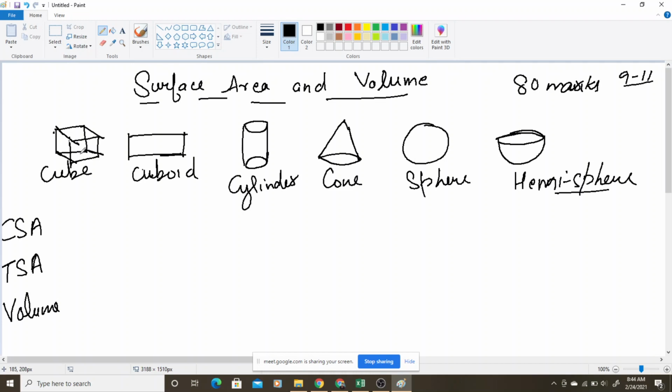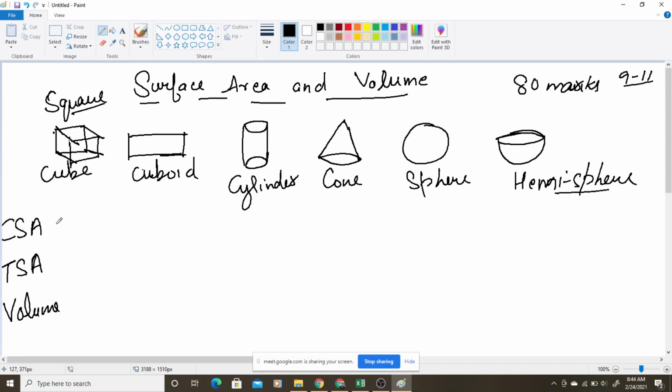What kind of cross section will be there if you are seeing a cube from the top, bottom, or side? A square, sir. Yes, you will see a square. Any face of a cube you are seeing, you will be seeing a square. For a square, the area is side into side.